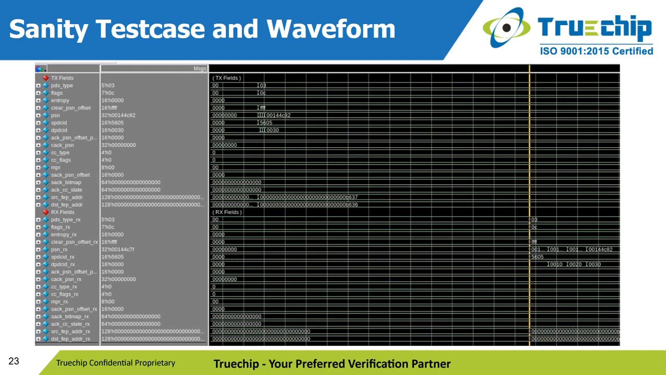This waveform tells how PDS is transmitting packets based on the packet sequence number and its corresponding variables. These are the RX fields, showing how the packet is received in the PDS blocks based on the packet sequence number and its corresponding variables.